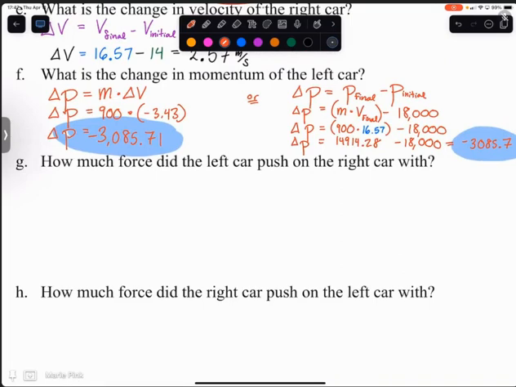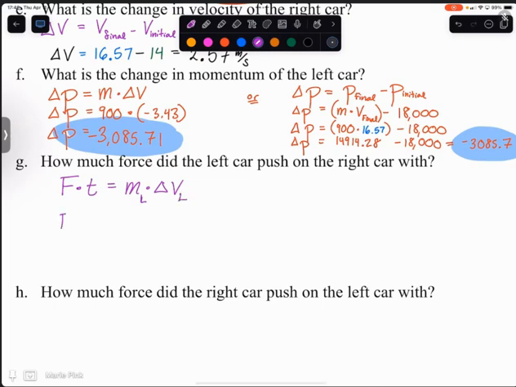So the next thing it says is how much force did the left car push on the right car with? And so for this one, you need to remember that impulse is equal to your change in momentum, or you can remember that force times time is equal to your mass times your change in velocity. Now, the important thing here is if I use the car on the left, I need to use the car on the left for both the mass and for the change in velocity.